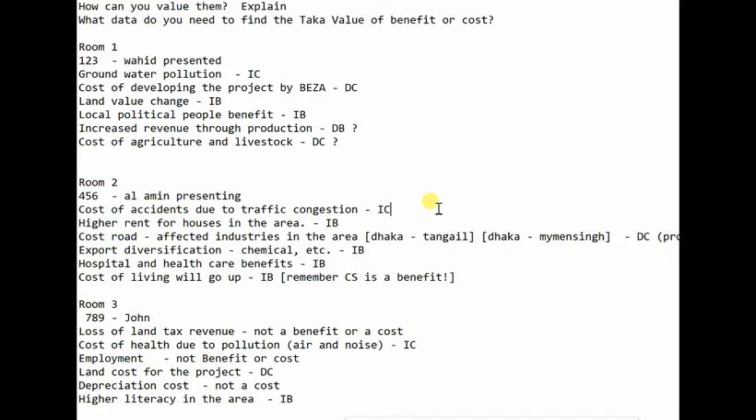Cost of road, and this is something I liked. They said this is part of the project. Because it is part of the project, it's a direct cost. Okay, so that's important for us to understand.